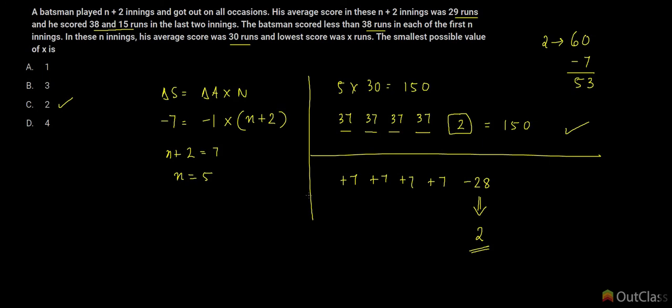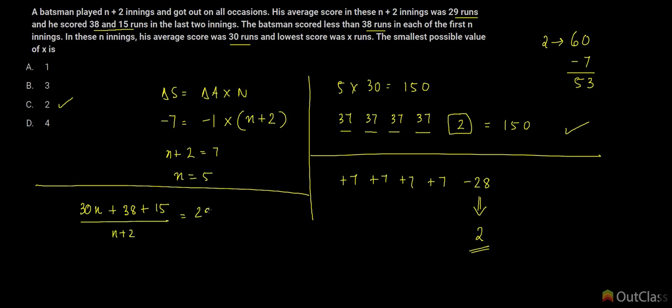The same is true for the first part as well, where if you want, you can simply do sigma fx by sigma f. You could say that the initial sum was 30n and then you added a 38 and a 15. That's the new total divided by n plus 2 and that will give you 29. You can simplify this, it will become a linear equation, one variable, and you can solve it and get n is equal to 5. But this is faster.